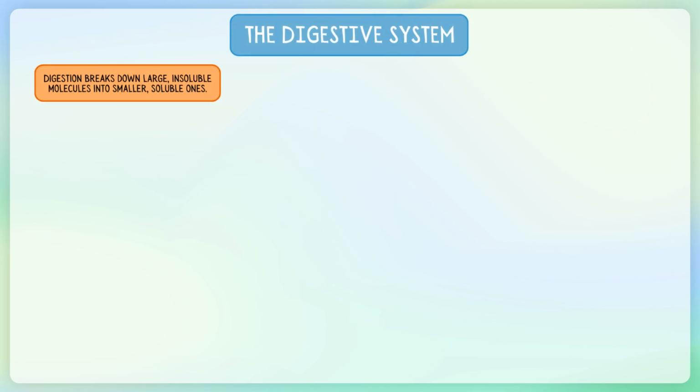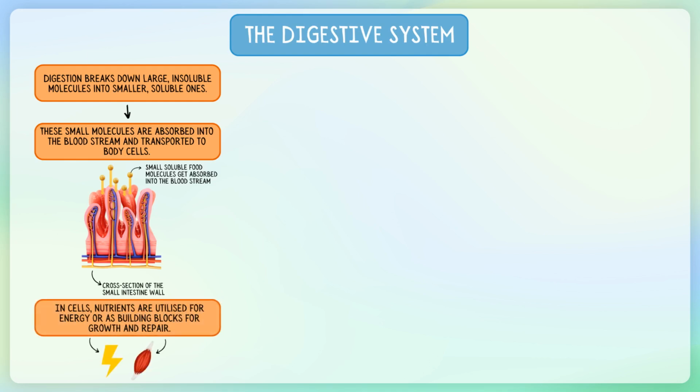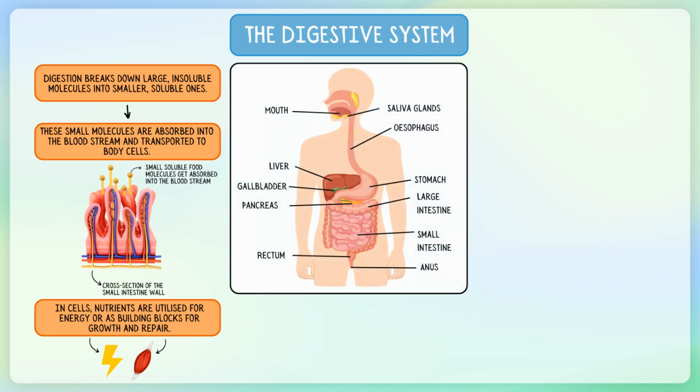In summary, digestion breaks down large, insoluble molecules into smaller, soluble ones. These small molecules are absorbed into the bloodstream and transported to body cells. In cells, these small molecules are utilized for energy or as building blocks for growth and repair. We have also covered the human digestive system, specifically focusing on your newfound ability to label the digestive organs on a diagram and describe their specific functions.